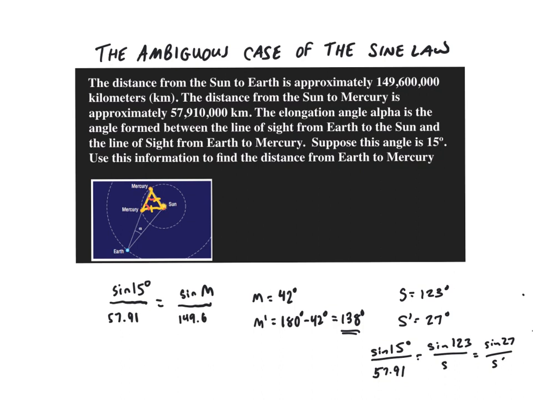And from here, I can solve for two possible distances of S just by solving the two equations I set up there. When I do that, the two possible distances that I get are 187.8 million kilometers and 101.7 million kilometers. And that's how you'd set up and solve an ambiguous case of law of sines word problem.